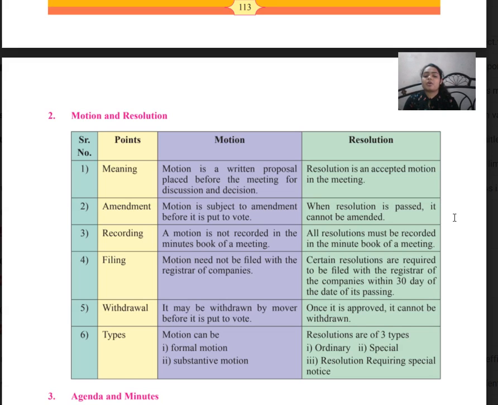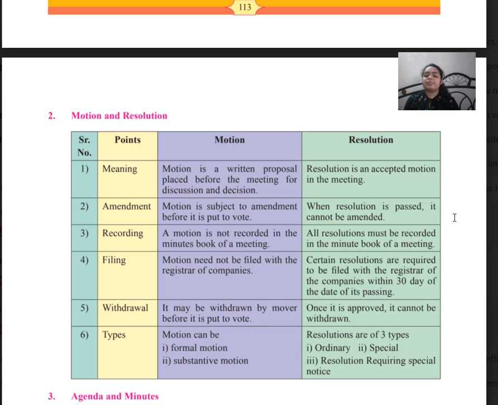Recording: a motion is not recorded in the minutes of the meeting, but all resolutions are to be recorded in the minutes book. Filing: a motion need not be filed with the registrar of companies. Certain resolutions are required to be filed with the registrar of companies within 30 days of the date of its passing. Withdrawal: a motion can be withdrawn by the mover before it is put to vote. Once it is approved, it cannot be withdrawn. So motion is the earlier stage and resolution is the final stage.